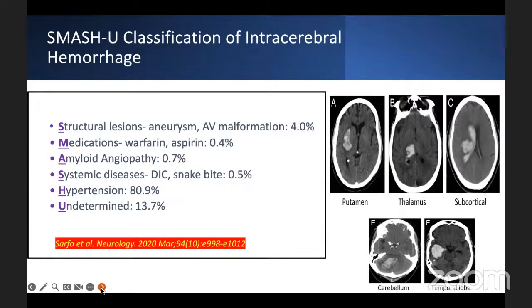So we have to apply the same principles to when a person comes with an intracerebral hemorrhage or a bleed. When somebody comes with an intracerebral hemorrhage, what is possibly causing the arteries in the brain to bleed? The acronym for remembering is SMASH-U. Let's all say it together, SMASH-U. Good. S is for structural lesions, M is for medications, A for amyloid angiopathy, S for systemic disease, H for hypertension, and U for undetermined.